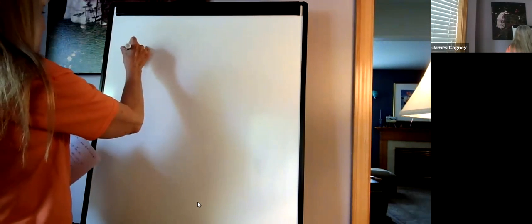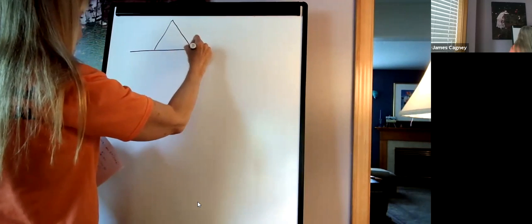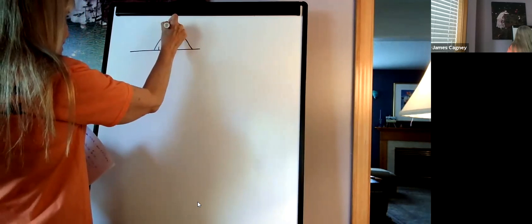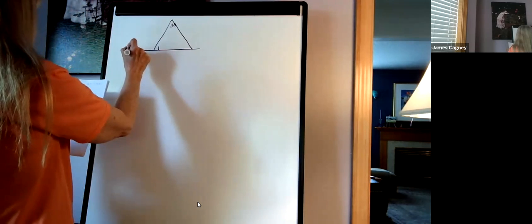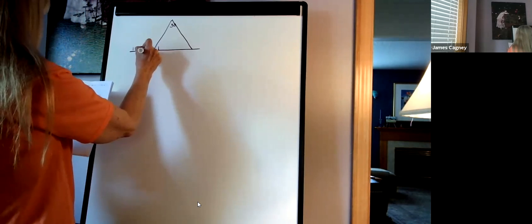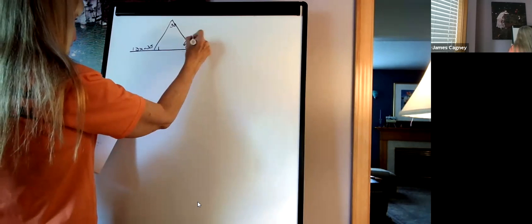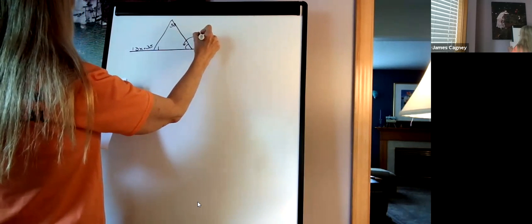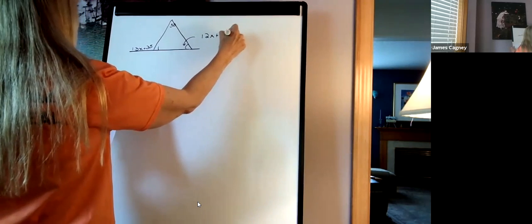So they gave me a triangle. This is angle 1. They said this was 30 degrees. Out here, this is going to be 13x plus 35. And I know that this angle right here is going to be 12x plus 13 degrees.